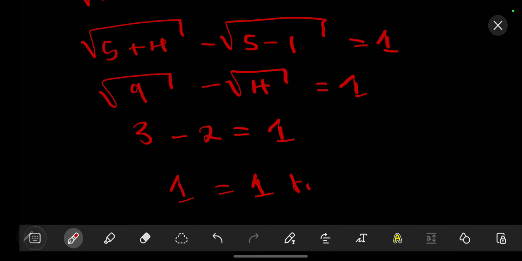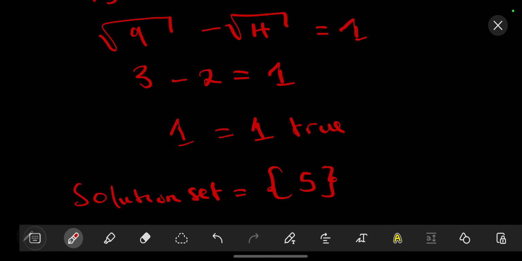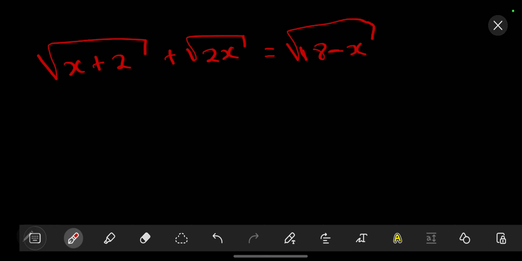So this is true. So you can say that the solution set will give you a value that is equal to x is equal to 5. So the 5 is working, meaning to say that's your solution set. Let's look at one very difficult and interesting question. Okay, let's say you have this last problem. So how do you solve this one?